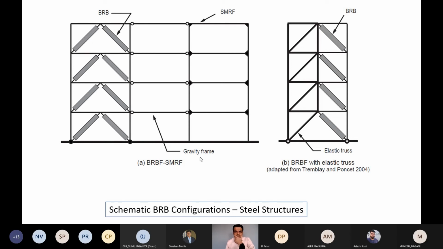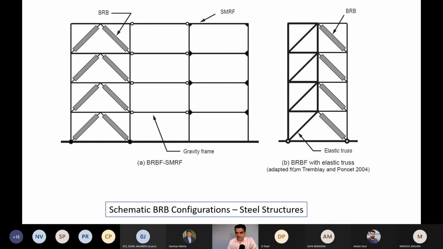Okay. So here what is done essentially, this one frame could be of BRB, the second frame is of gravity frame, and the third frame could be, let's say, a moment frame, which is MRF. Okay. So accordingly, we can have a mixed type of structural system based on the amount of loading and based on the extent of the structure.